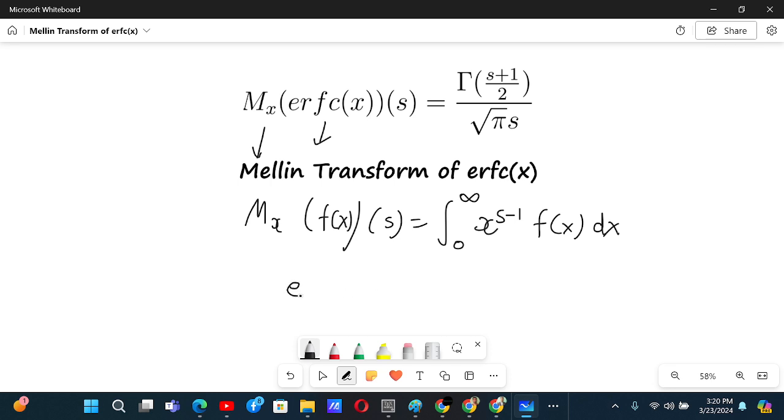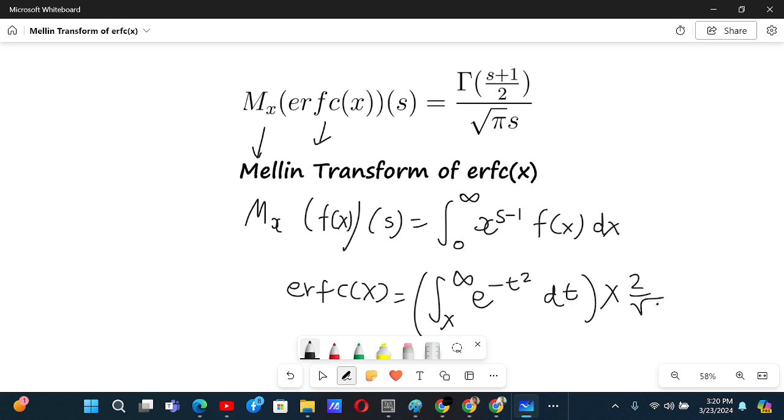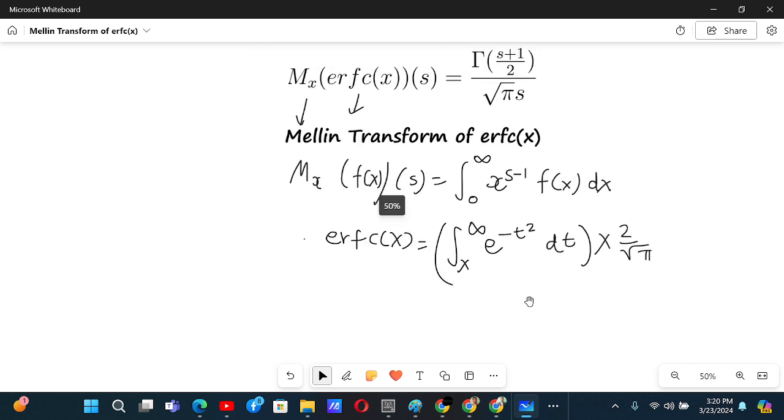Similarly, the scaled complementary error function erfcx of x can be defined as the integral from x to infinity of e to the power minus t square dt, multiplied by 2 by root pi. Actually, the root pi by 2 is over here, and when taken to the other side, it becomes 2 by root pi. Yeah. Now let's begin.